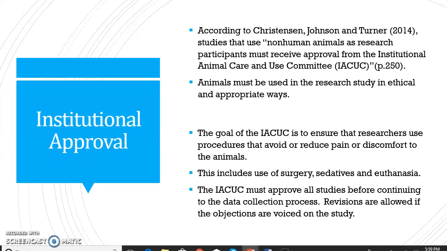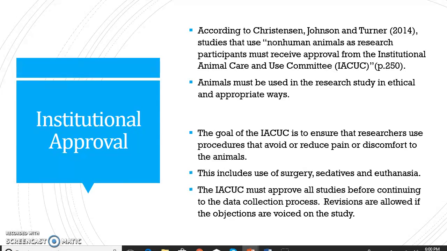Institutional approval is needed for both human and animal participants prior to beginning a research study. In the book, Research Methods, Design and Analysis, it states that the Institutional Animal Care and Use Committee, or the IACUC, must approve the use of all non-human animals for research studies to ensure they are treated ethically and appropriately. To ensure that the animals will not endure unnecessary pain or discomfort, the IACUC reviews all research study applications in depth. If areas of concern are located, the researcher has an opportunity to revise the study in order to receive IACUC approval. For example, albino rats are commonly used amongst researchers.